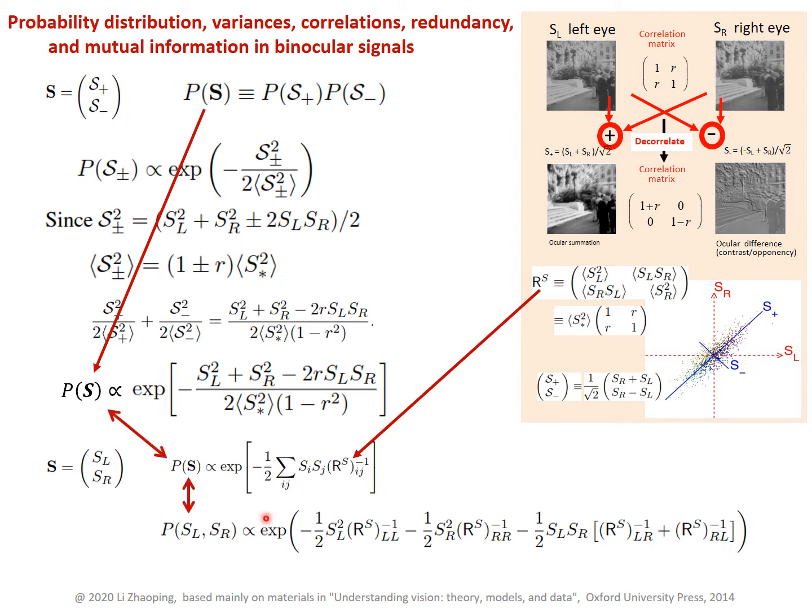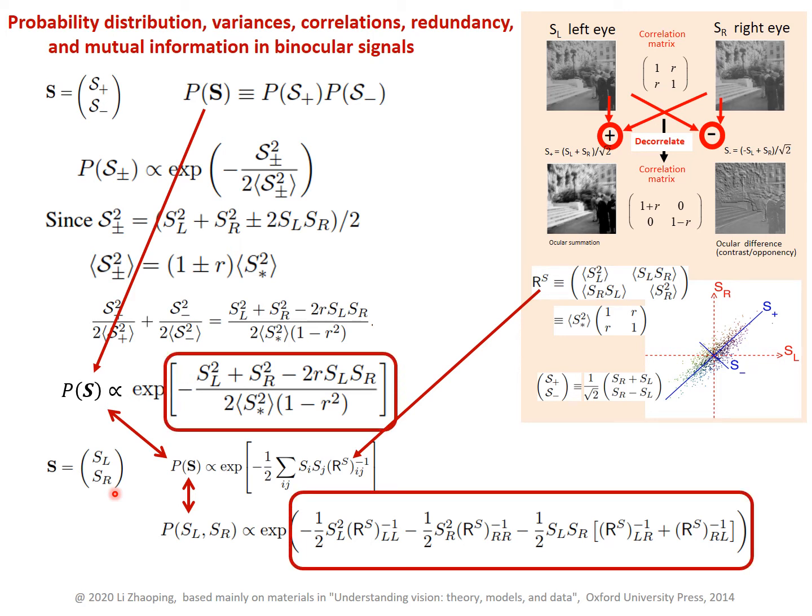Now, because these all refer to the same probability distribution, no matter whether S is in terms of S plus and S minus or in terms of SL, SR, they are the same probability density, they should be exactly the same, since the two vectors are really related to each other only by coordinate transform. They should not change the density. So therefore, the argument of this exponential and here, they should be exactly the same. And you can try as an exercise to verify this by working it out.